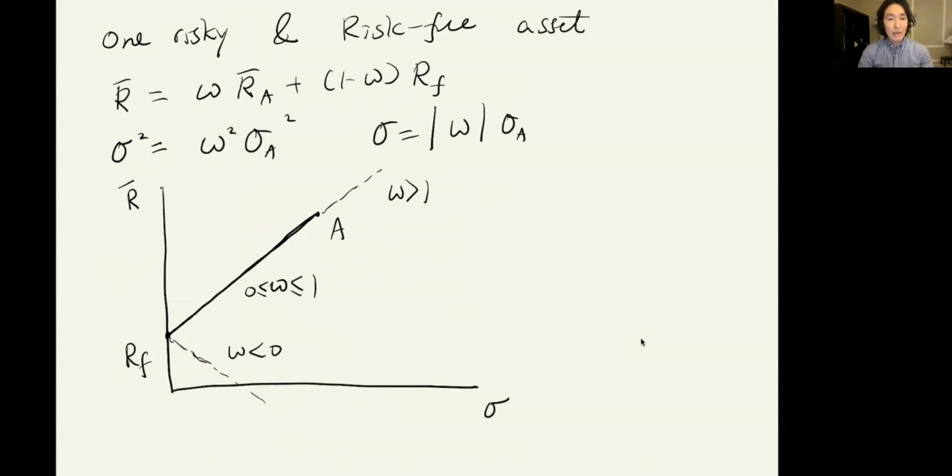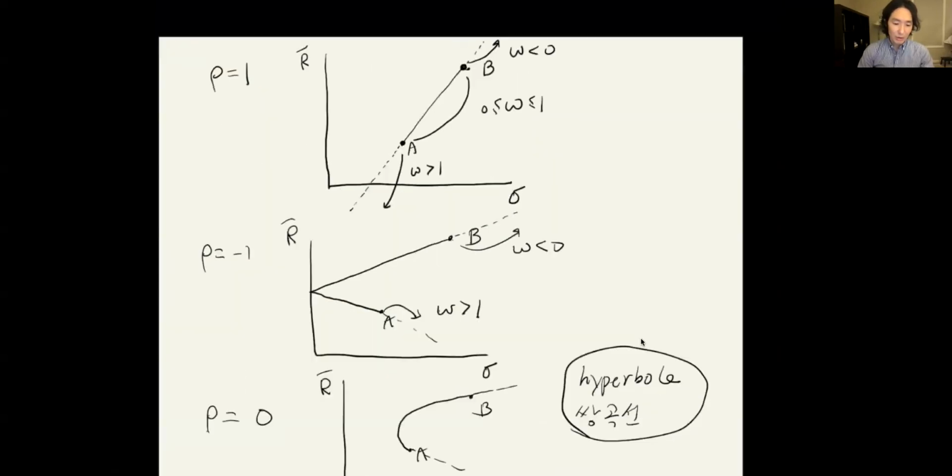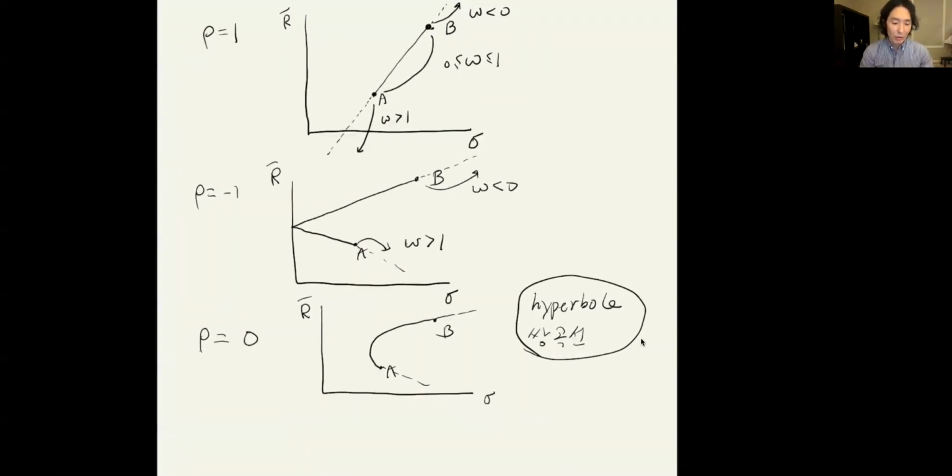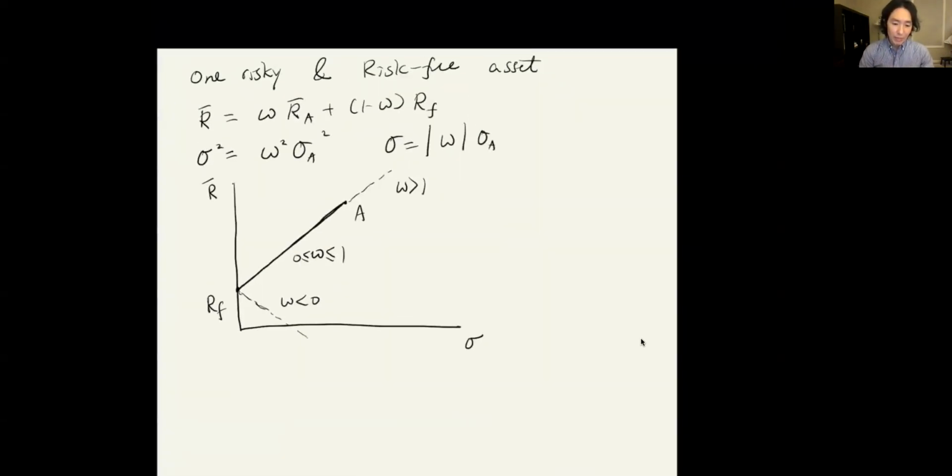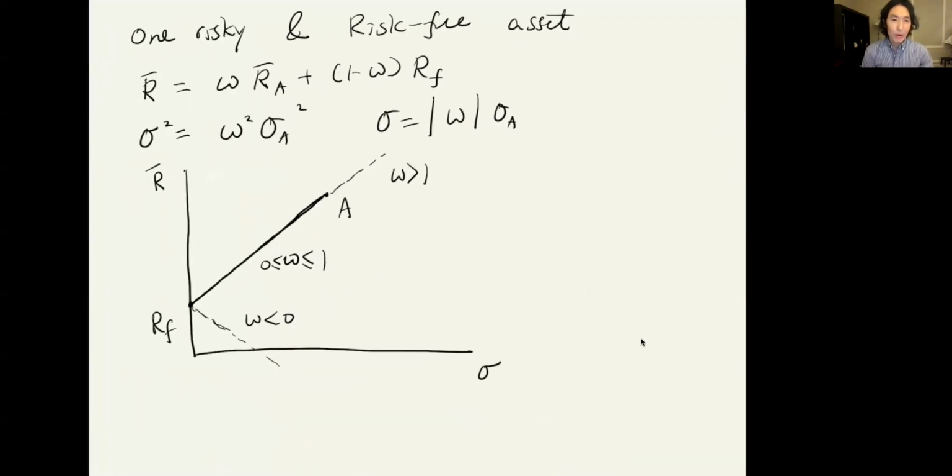So we looked at two cases. The first case in the previous slide is the two risky asset case. The two risky asset case corresponds to the following three cases: when correlation is 1, -1, or neither. And the other case is when there's one risky asset and one risk-free asset. And in that case, the investment opportunity set is just simply a straight line.